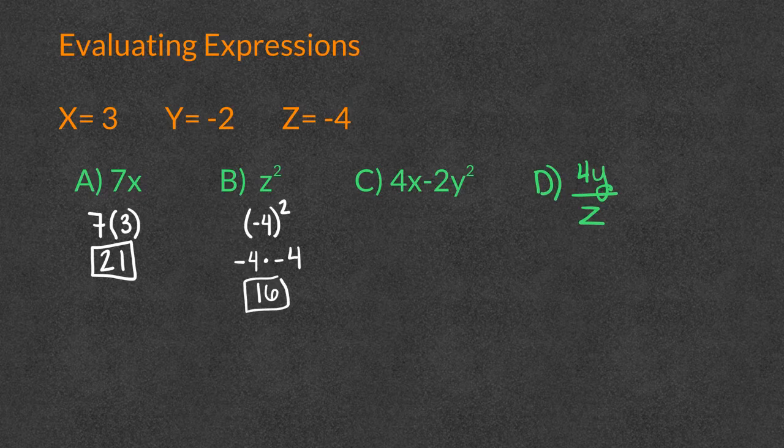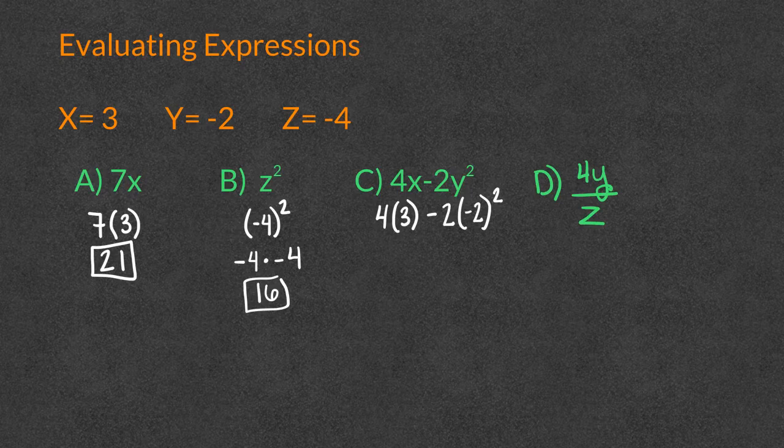Letter C says 4x minus 2y squared. So here we're going to be taking two different variables and their values and plugging them into this expression. So letter C says 4 times x, and x is 3, so again we're going to plug that in using parentheses, minus 2 times y, and y is -2, so again we're going to plug that in using parentheses and we're going to square it. Now here, this one is really challenging us to make sure we follow our order of operations. So parentheses, exponents, multiplication, division, addition, subtraction. All right, that's the order of operations.